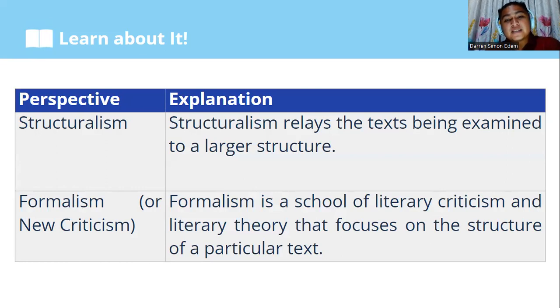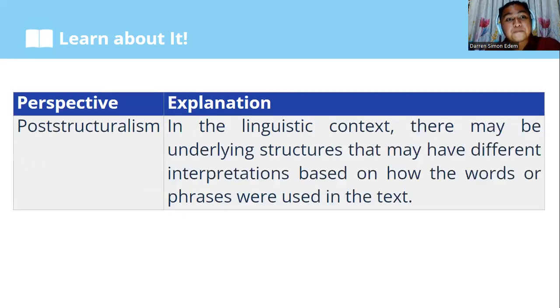Formalism. Formalism, on the other hand, is a school of literary criticism and literary theory that focuses on the structure of a particular text. We already know what we are talking about when we talk about the structure, the usage of language, the order of the sentences, is it linear or is it non-linear. All those things are being discussed when we talk about formalism. So that is basically what we need to remember when we talk about the approach formalism or new criticism. It focuses on the structure of the text per se.